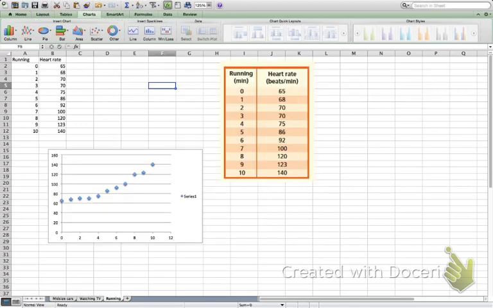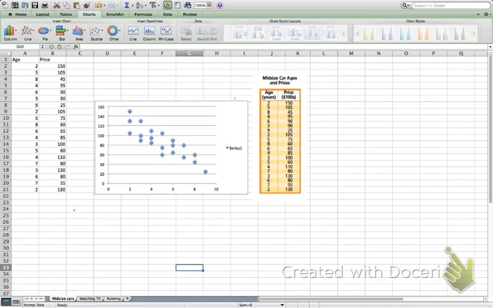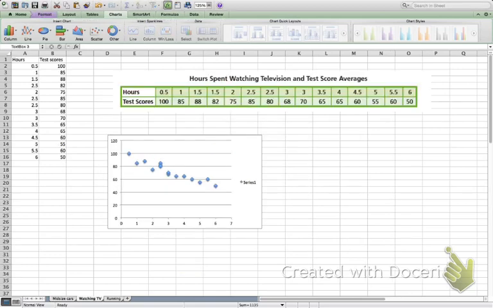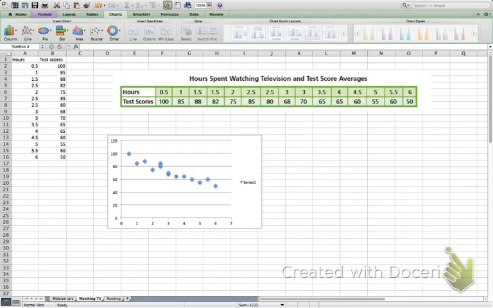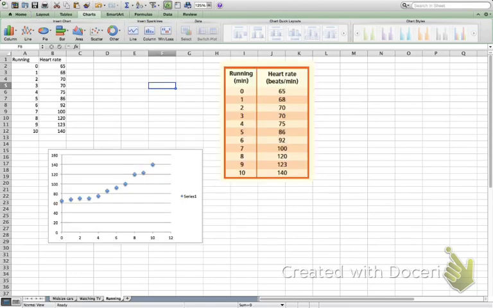They're going to have you look at the data and say, is there a relationship? On this one, the relationship was that as the age of the car increases, the price goes down. This one says that the more you watch television, the lower your test scores. This relationship is that the more you run, the higher your heart rate gets. These were going down, and this one's going up. I think that's going to help you. We're going to go over some examples, but we won't do it on here.